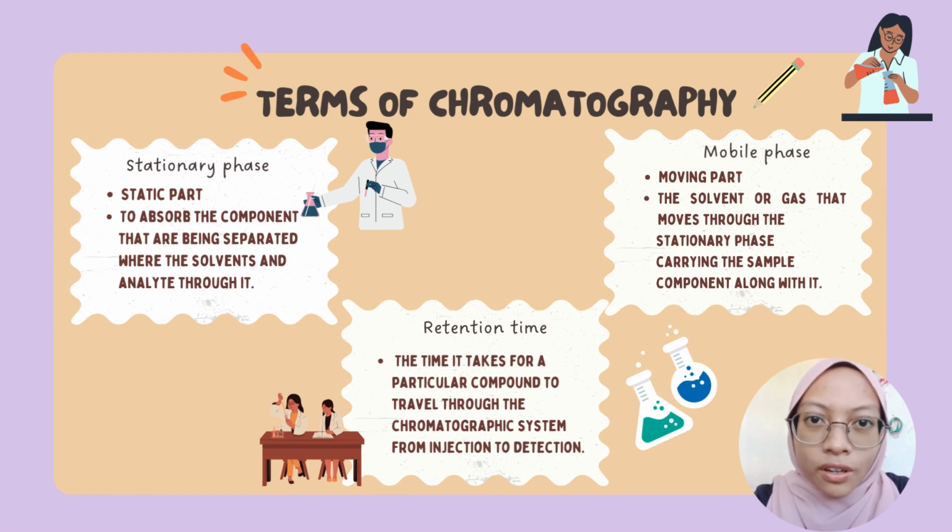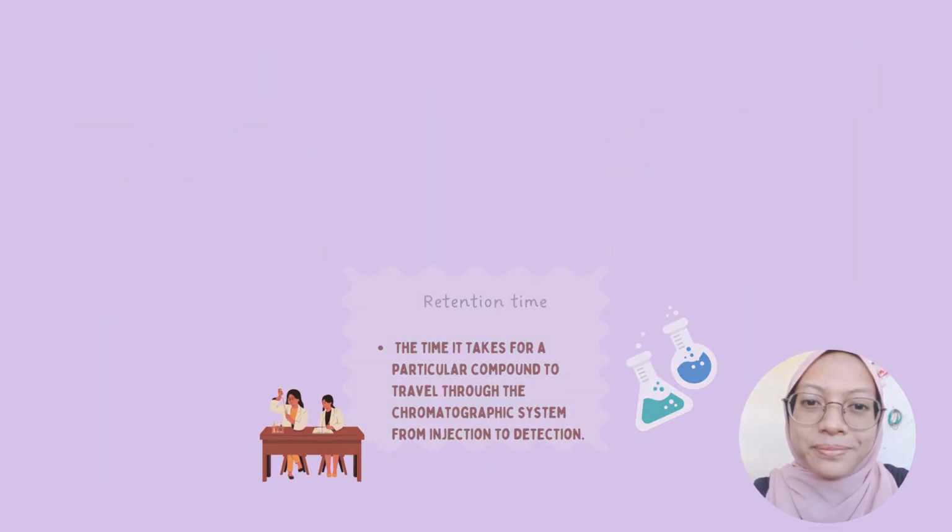Next, there are several terms of chromatography. The first one is stationary phase. It means the static part that absorbs the components being separated, where the solvents and analyte or components travel through it. After that, another term of chromatography is retention time. The time it takes for a particular compound to travel through the chromatographic system from injection to detection. And the last one is mobile phase. That means the moving part, the fluid, the solvent or gas that moves through the stationary phase carrying the sample components along with it.